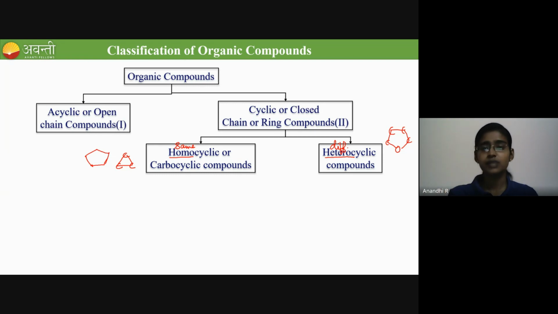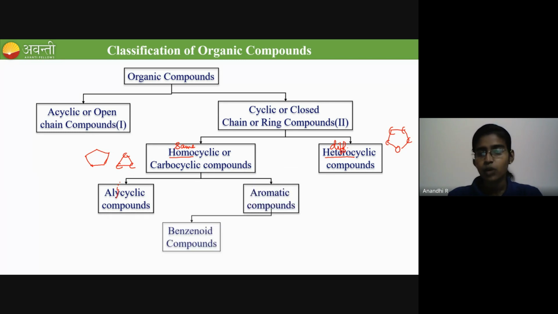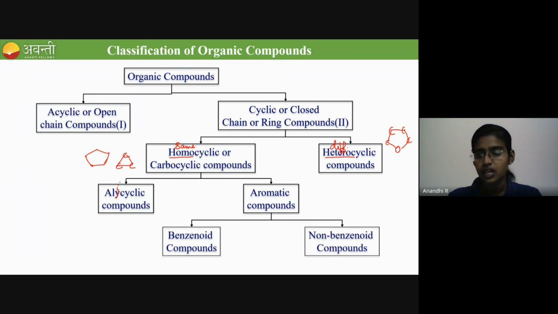Then homocyclic is again classified into 2. One is alicyclic. It is not Y, it is I. One is alicyclic and the other one is aromatic. Aromatic compounds are again classified into benzenoid compounds and non-benzenoid compounds. Okay, this is the classification. I'll give examples for all these. You can take a screenshot of the flowchart.